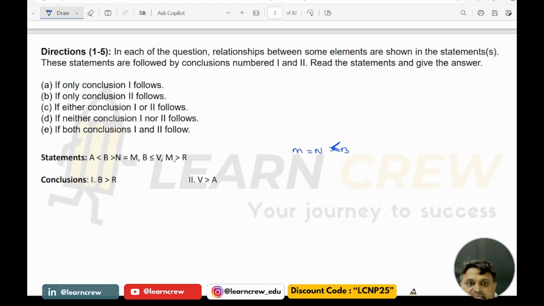It is given M is greater than R, which means R is less than M. So B greater than R is correct. Now V and A: between V and A you have A less than B, and B less than or equal to V. So A less than V is correct, and V greater than A is also correct. So both 1 and 2 are correct.